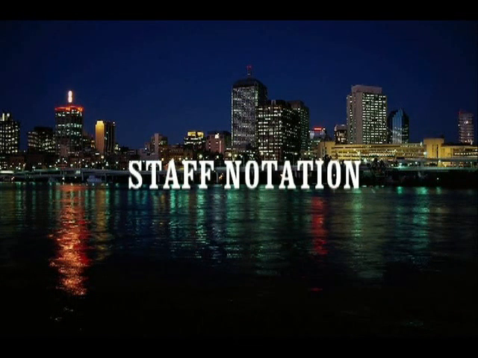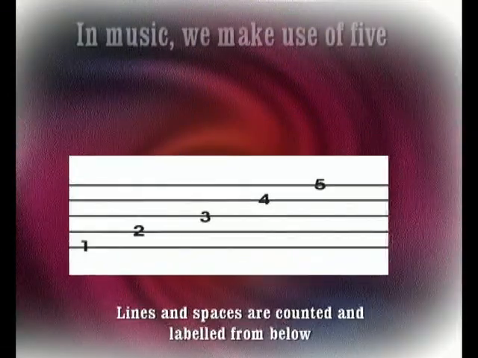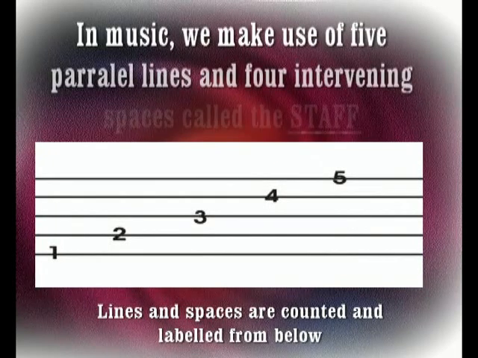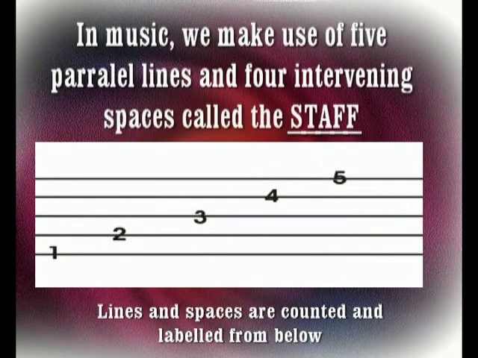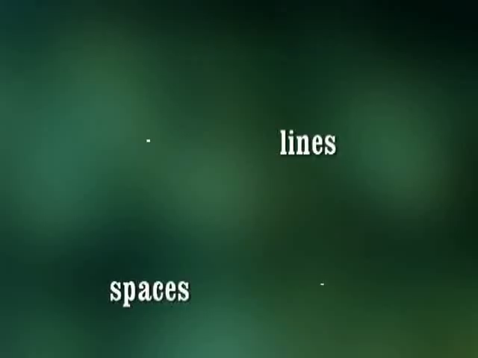Now let's go to staff notation. What is staff notation? In music, we make use of 5 parallel lines and 4 intervening spaces called the staff. As you can see on the screen, these are 5 lines and 4 spaces. We're going to break it down more.